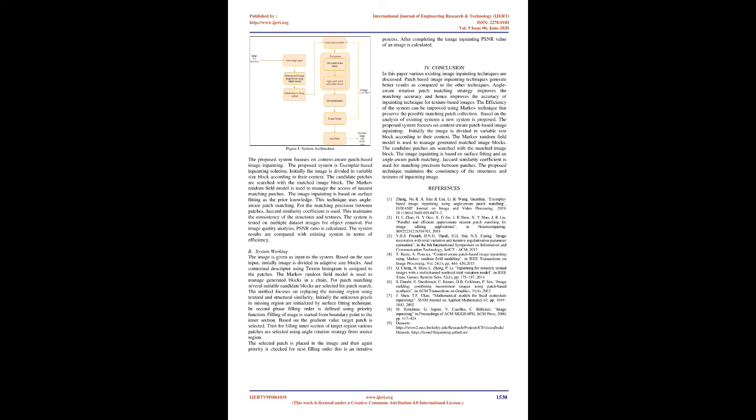Initially, the unknown pixels in missing region are initialized by surface fitting technique. In second phase, filling order is defined using priority function. Filling of image is started from boundary point to the intersection. Based on the gradient value, target patch is selected. Then for filling intersection of target region, various patches are selected using angle rotation strategy from source region. The selected patch is placed in the image and then again priority is checked for next filling order. This is an iterative process. After completing the image inpainting, PSNR value of an image is calculated.